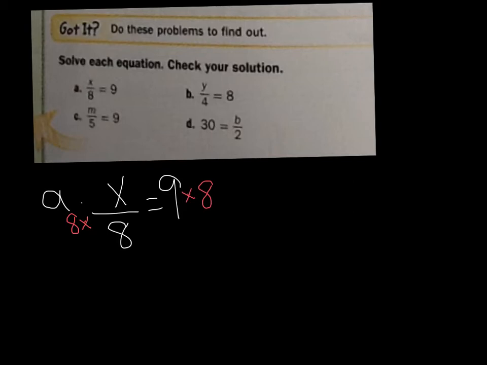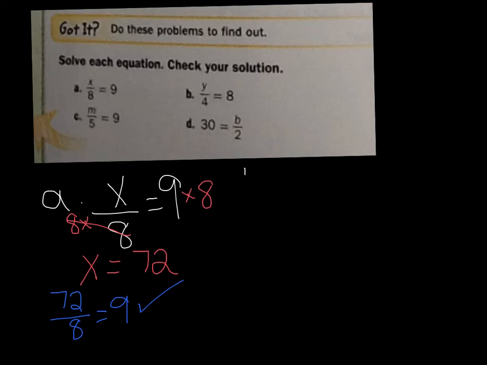8 divided by 8 is 1 again, so I'm left with x. Those cancel. 9 times 8 is 72. So when I go to check, I'm saying that 72 divided by 8 should give me 9. And it does, so that's my answer.